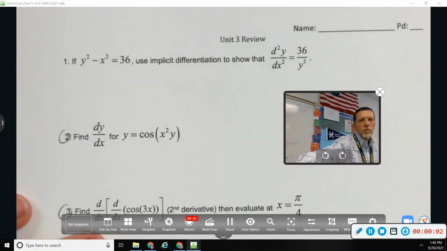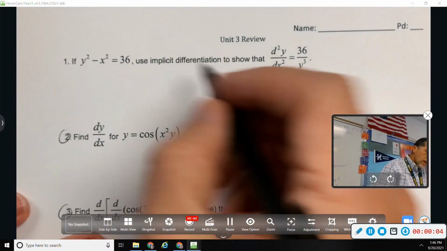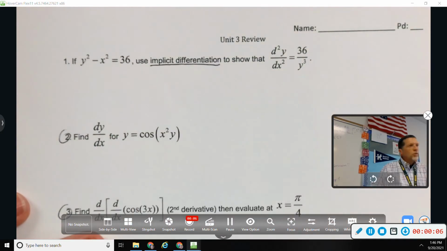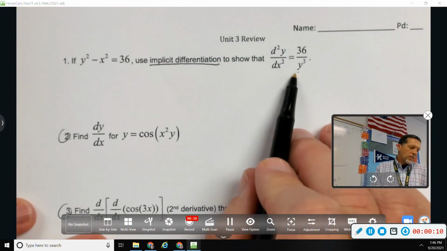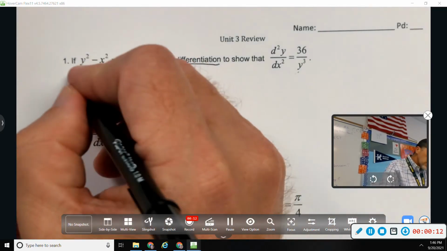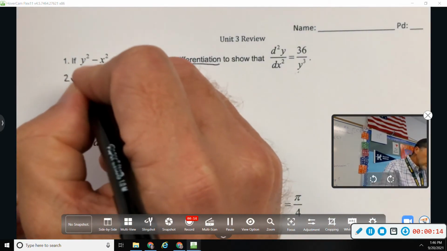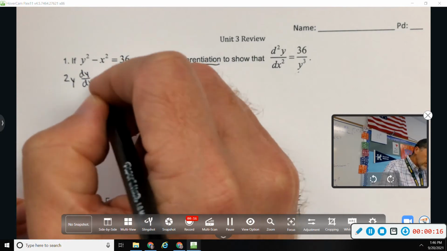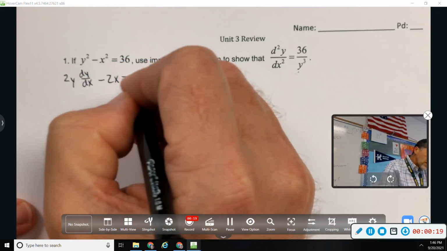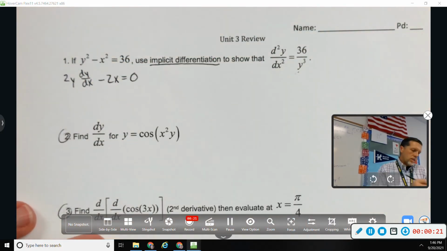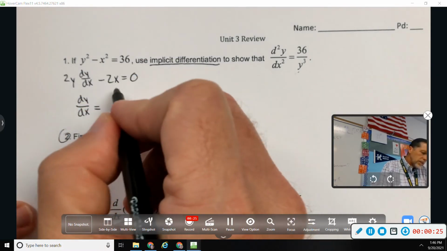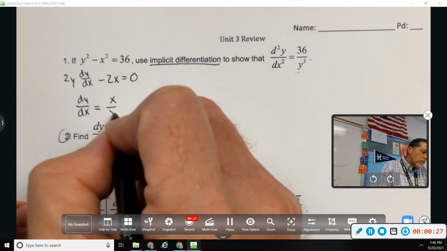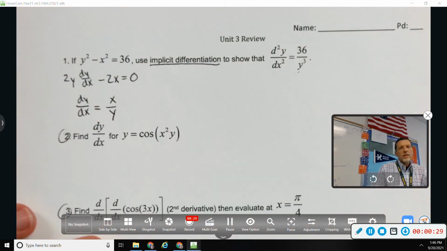All right, looking at number 1 on the review. It even tells us to use implicit differentiation. This is one where it tells us the answer, so we know where we're headed. So 2y dy/dx minus 2x equals 0. So dy/dx equals x over y. If only they had wanted the first derivative, we'd be done.